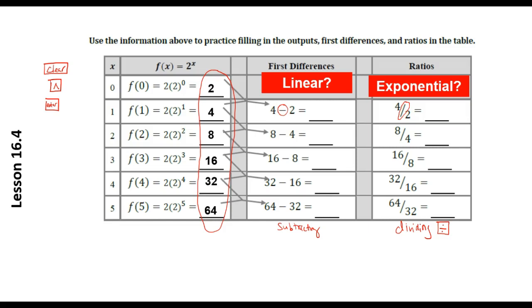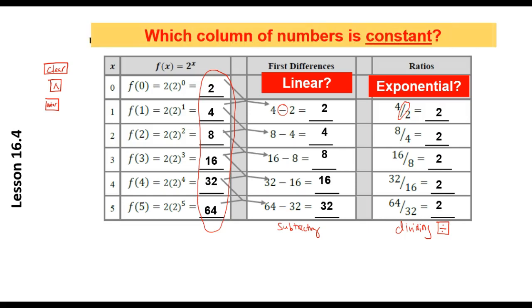And then what I'll do is find the first differences and ratios. Again, pause here if you need to, so you can compute all of these first differences first, and then all of these ratios. And unpause, we should have gotten this and this. You'll notice which column of numbers is constant. Exponential, right?